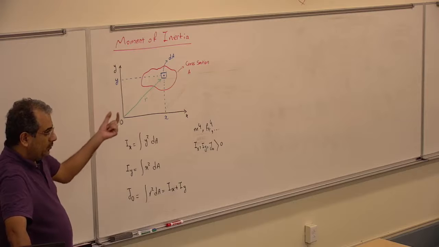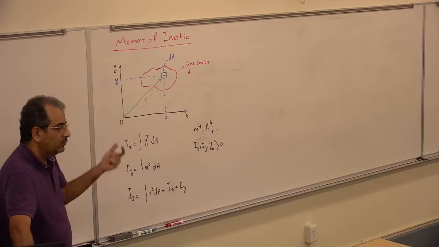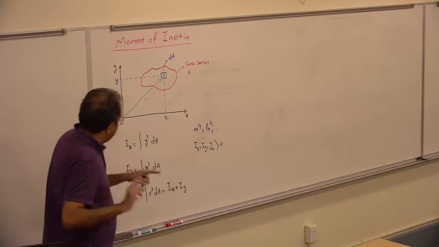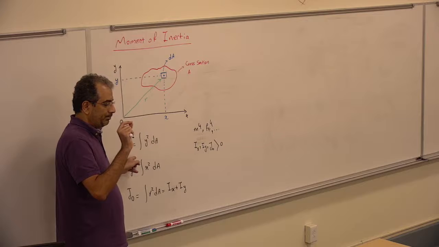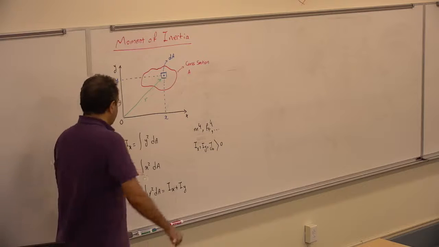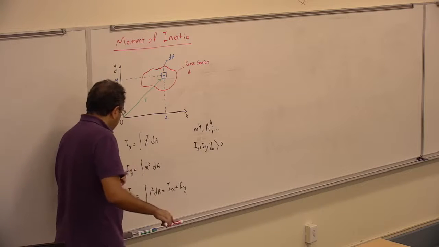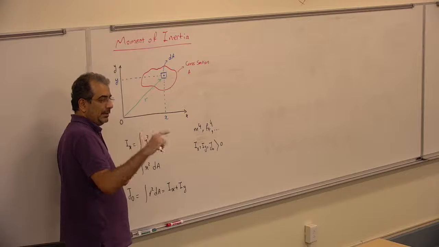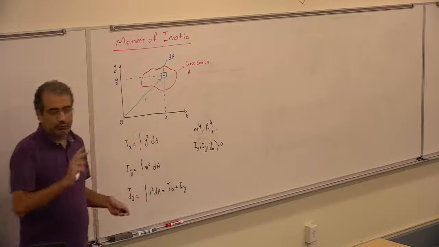When we want to do the centroid, I said we will use the dA either parallel to the x or parallel to the y, and we do all the calculation. Correct? Here we don't do that. Here we choose the element parallel to the axis that we want to calculate about. So if I want to calculate I about x, my element should be parallel to the x. If I want to calculate I about y, my element should be parallel to the y. So this time I have to choose 2 different elements. In the centroid, I could have done it with one element. Here I can't. Here I have to have 2 separate elements.